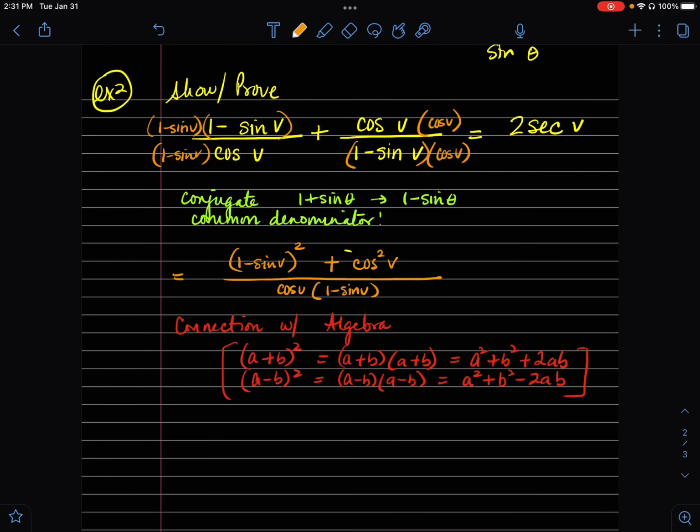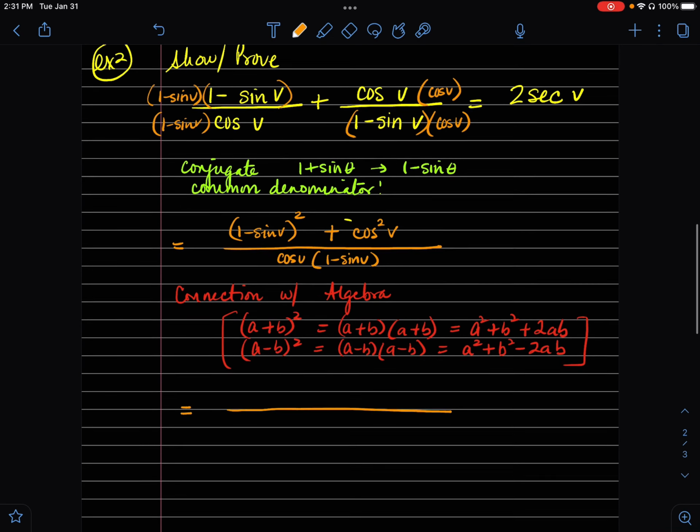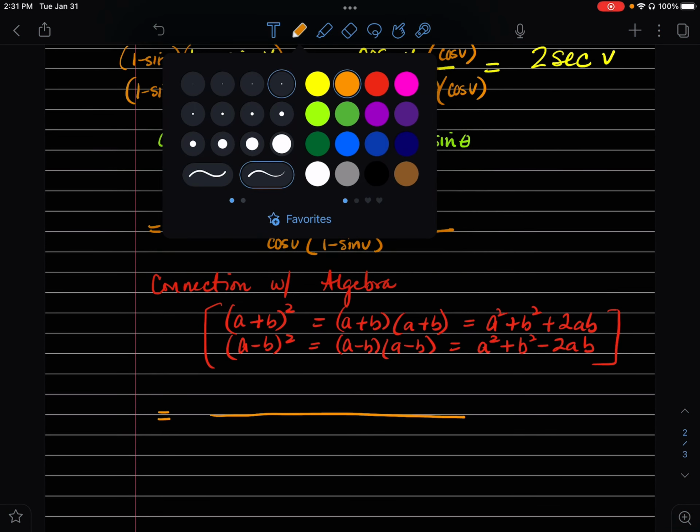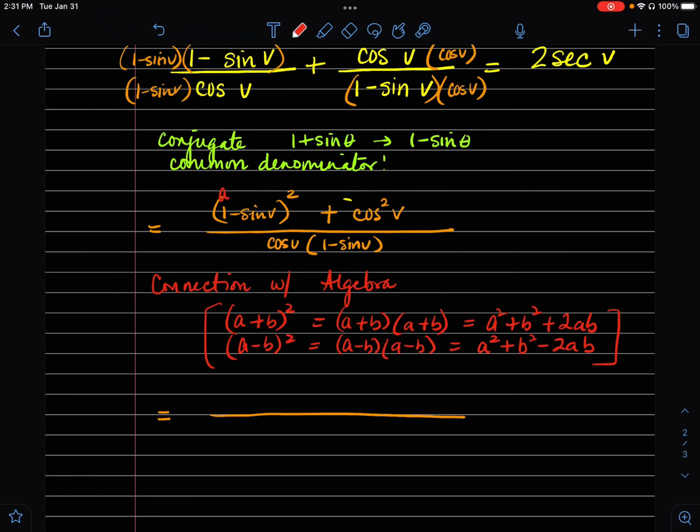Because look at this one right here. That's (1 minus sine v) squared, and I'm going to square it using one of these formulas, which is (a minus b) squared. Now my a in this case is 1, my b in this case is sine v, and it's whole squared.